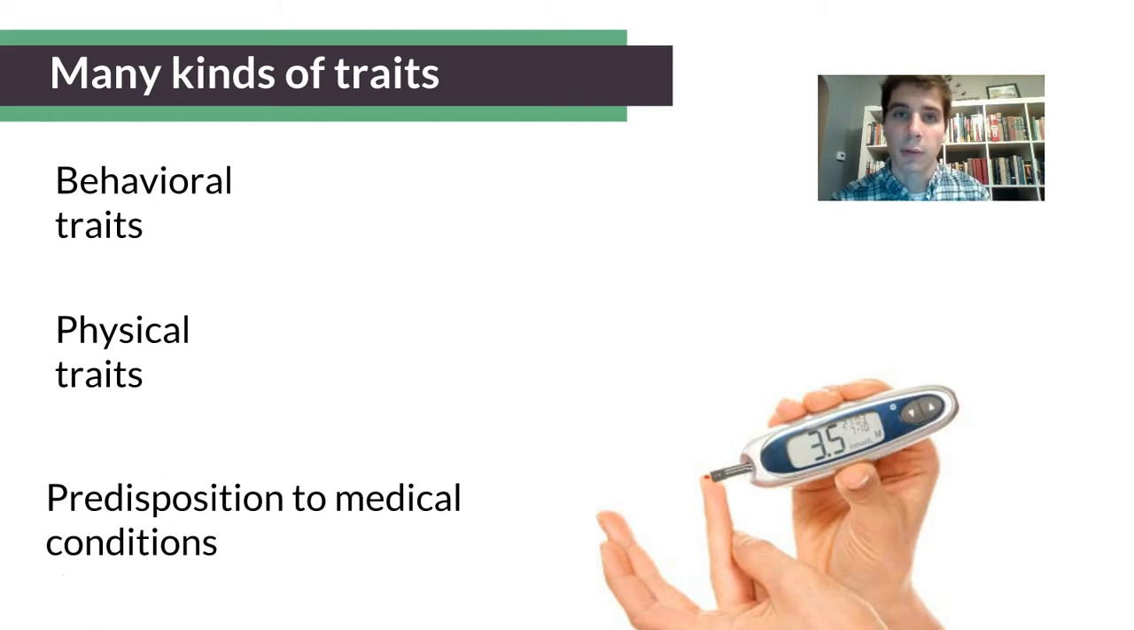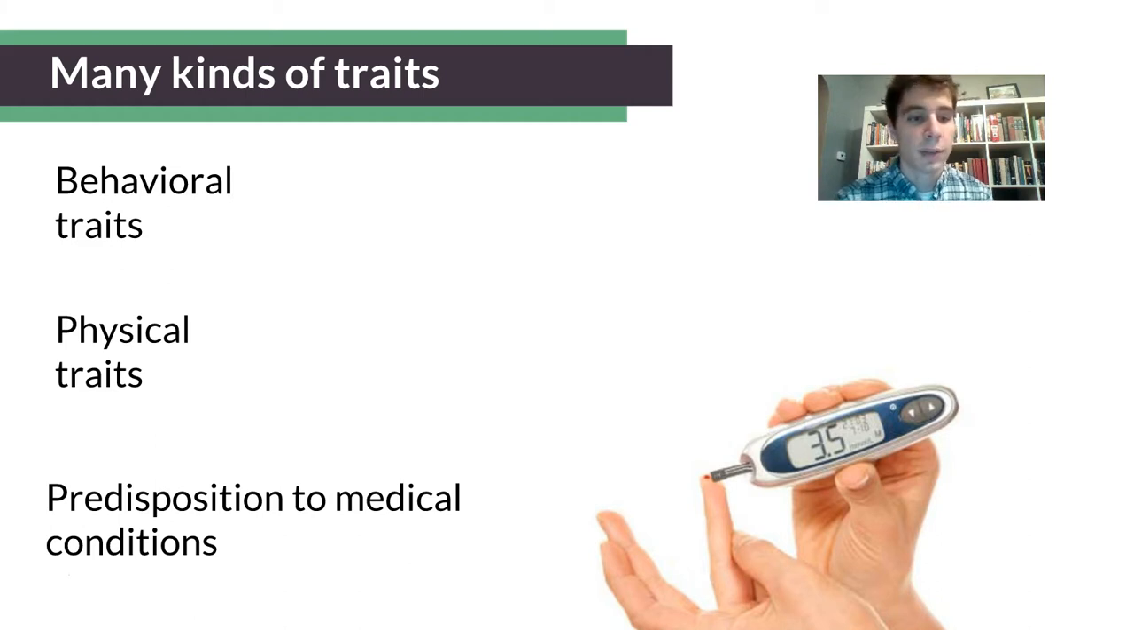As they learn more about genetics and diabetes, for example, my dad is a type 1 diabetic, and he was afraid that maybe some of his kids would also be diabetic. It turned out in our family that didn't happen to be true, but that's just one example. So again, predisposition to medical conditions is another type of trait, but it might not always be an observable one.